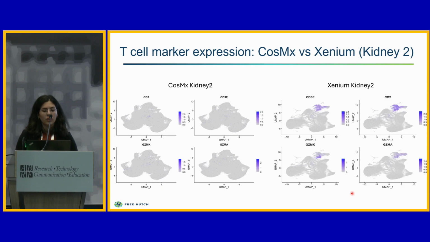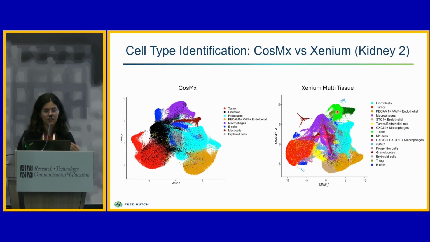Another thing that we noticed was for these kidney data, so you always want to see your T cell markers first. So when we look at the T cell markers, we saw that they were almost absent in the Cosmics. So it definitely wasn't the best work of the Cosmics on this sample, but Xenium was doing much more consistent and robust, and we were able to see the T cell markers in the cluster that we annotated as T cell.